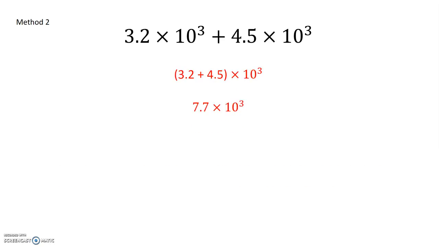If you wanted to show your work for that problem, a lot of people will write it like this: you just added together the 3.2 and 4.5, so they put parentheses around them to show that you're adding together the first factors first, and then you keep the 10 to the third the same.